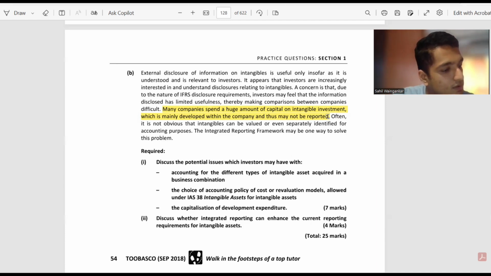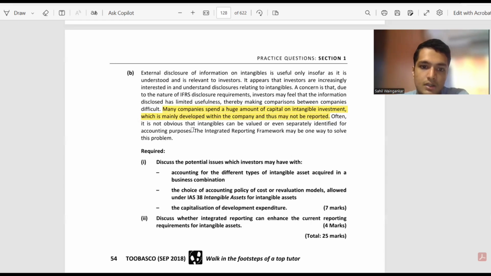I'll just open my notes here. IFRS 3 Business Combinations requires that subsidiaries' identifiable net assets at the acquisition date are measured in the consolidated financial statements at fair value. तो ये दिखाना है. Often it is not obvious that intangibles can be valued or even separately identified for accounting purposes. The integrated reporting framework may be one way to solve this.